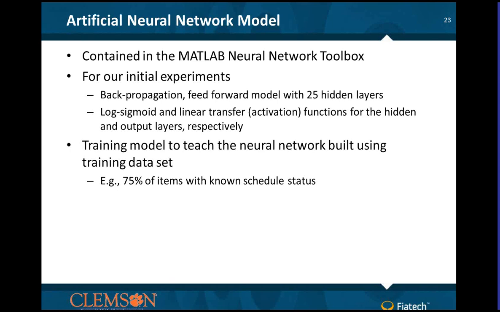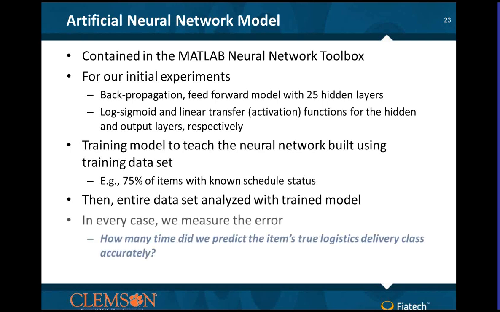Once I have trained the neural network to say, if you see these predictors, this is what's going to happen as the output, the model then learns how to predict, and then we're going to analyze the entire data set with this trained model. So we have to take a portion of the existing data to train, to sort of teach the model what to do, and then we're going to analyze the entire model to see how well we did. In every case, it's about measuring our error, because if we're trying to make a prediction, we want to know if we're right or not.